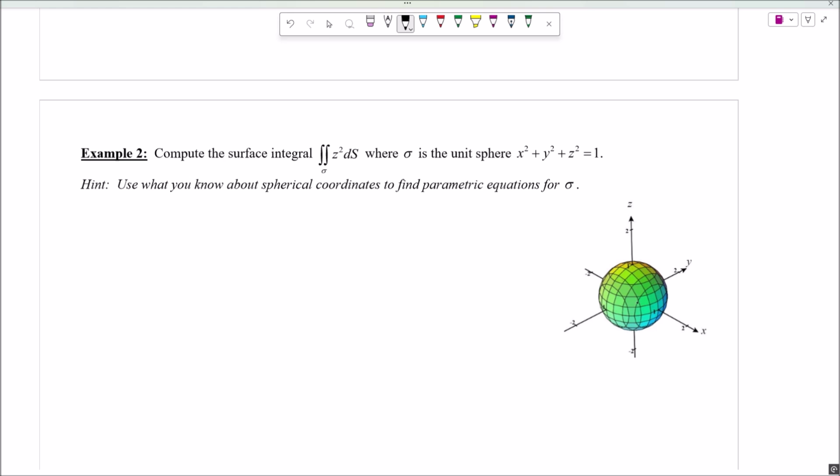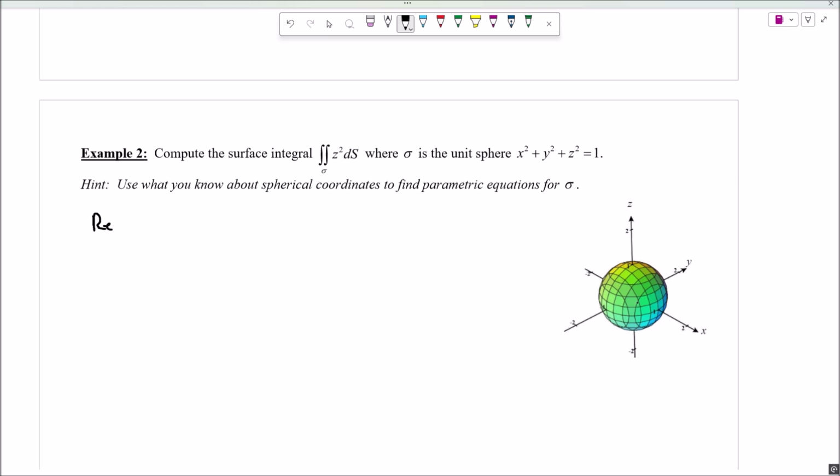Okay, well, as we saw in the previous example, one of the first things that I would need to be able to do is to parameterize my surface. Once the parameterization is done, setting up the integral should actually be fairly simplistic. So how am I going to go about doing this? Well, as the hint suggests, if I'm working with a sphere and I want to parameterize it, an easy way to do that would be to make use of spherical coordinates.